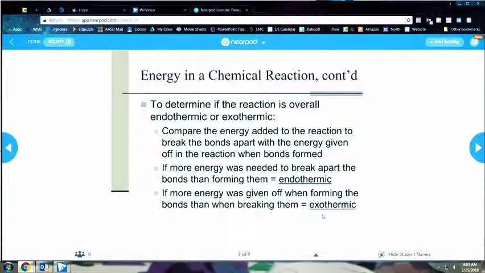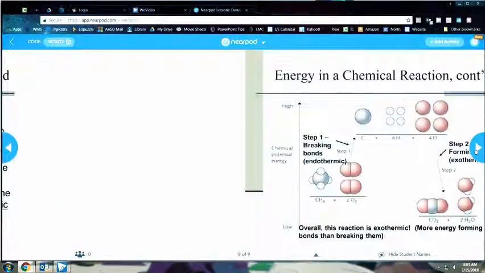So you have some energy added in and some energy given off in every single reaction. All we have to do is compare the amounts. Did you add in more energy, or did it give off more energy? And so depending on which one is greater, that will determine your overall energy involved in the reaction.